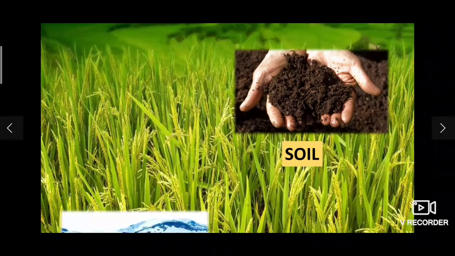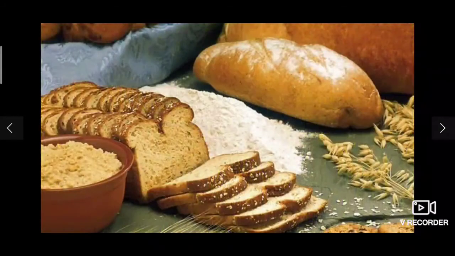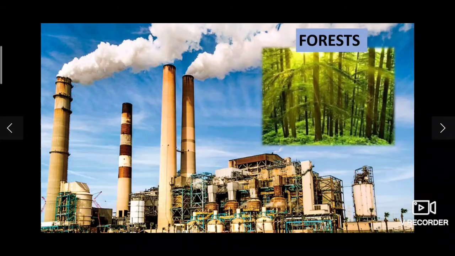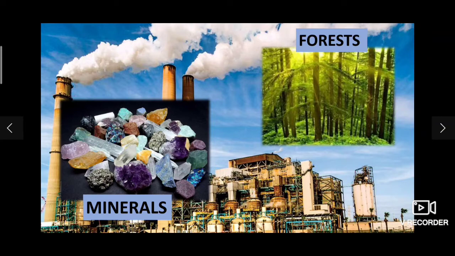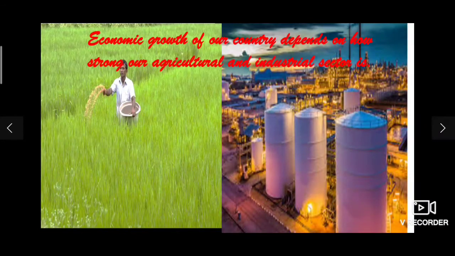Soil and water are important natural resources, and these resources are used in agriculture to produce food. Similarly, forest and mineral resources are used in industries to produce goods. Thus, we can say that for the progress of our country, the development of agriculture and industries is very important.